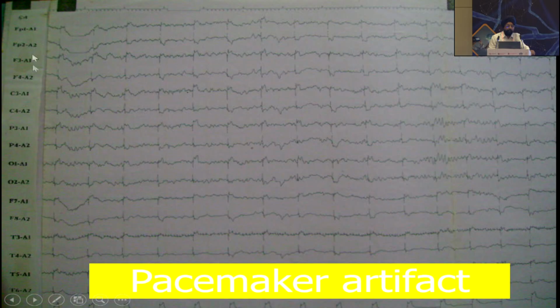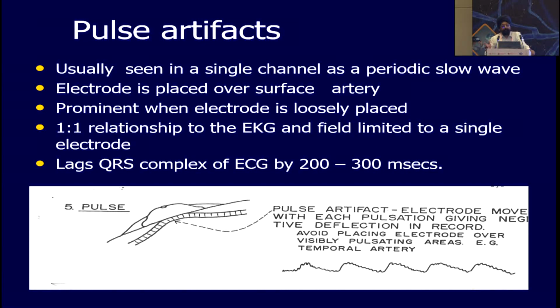It's A1 and A2 referential electrodes, and we can see generalized spiking wave discharges. Pulse artifacts are usually seen in a single channel as a periodic slow wave. The electrode is placed over a surface artery. It is prominent when the electrode is loosely placed. There is a 1-to-1 relationship to the EKG and the field is to a single electrode. It lags the QRS complex of the ECG by almost 200 to 300 milliseconds.